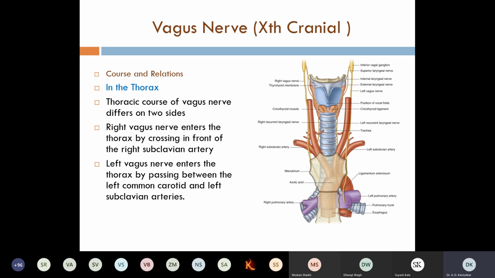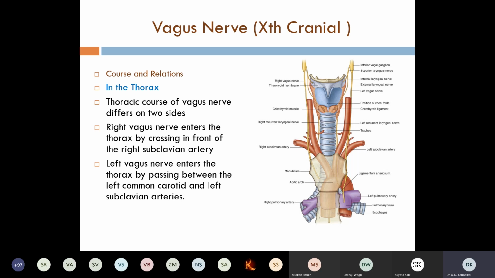Now, this was in the neck. If you know, in brief, this was in the neck. We have seen the superior cervical ganglion and the inferior cervical ganglion in the carotid sheath. Now, how does it enter the thorax?